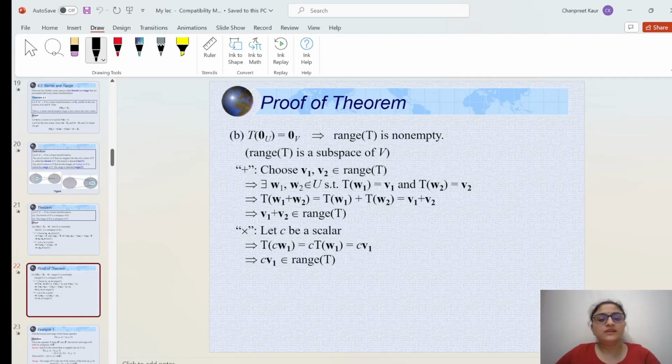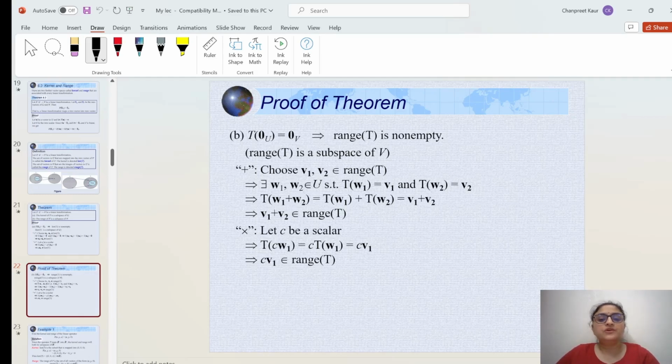Now we assume two elements V1 and V2 in the range space. So there must exist two pre-images W1 and W2 in U such that T applied to W1 gives me V1 and T applied to W2 gives me V2. So now we consider T applied to W1 plus W2. Since T is a linear transformation, it turns out to be TW1 plus TW2, which is V1 plus V2 in return. And here we get that V1 plus V2 has a pre-image, namely W1 plus W2 in U.